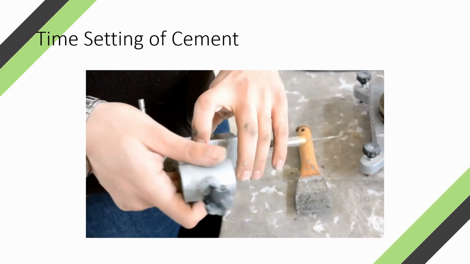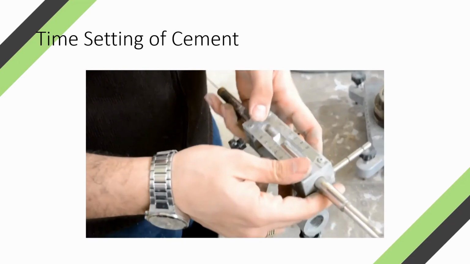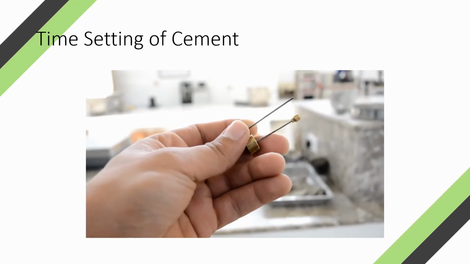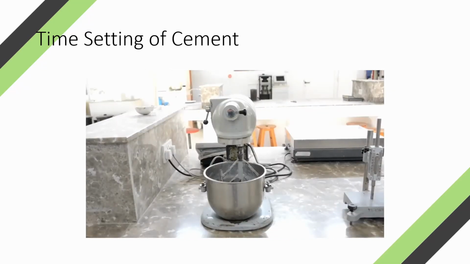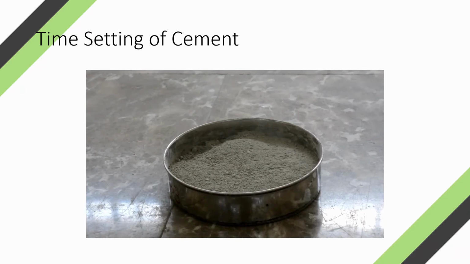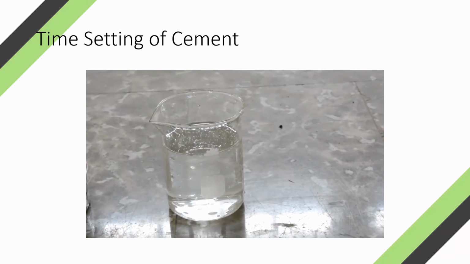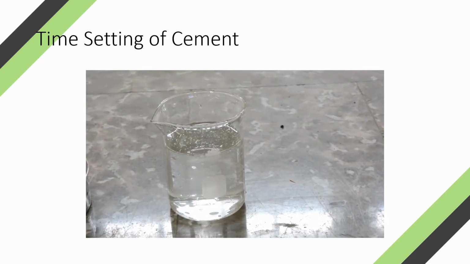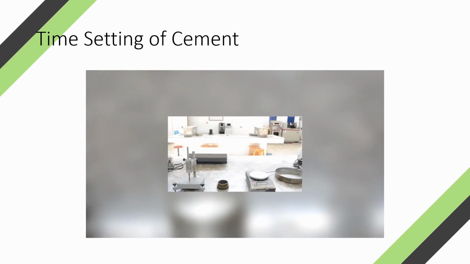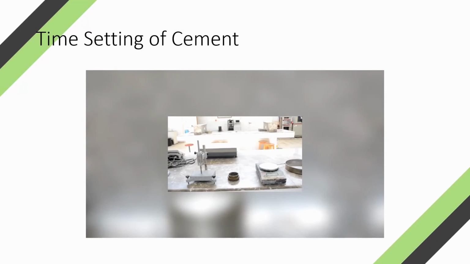In order to perform this test, you need the following: the Vicat apparatus, 2 needles, a thick and a thin one, a mixer, a timer, 650 grams of cement, and a defined amount of water, which has been determined by the normal consistency test, which we had covered in a previous video. Click here or on the link in the description box to see the video.